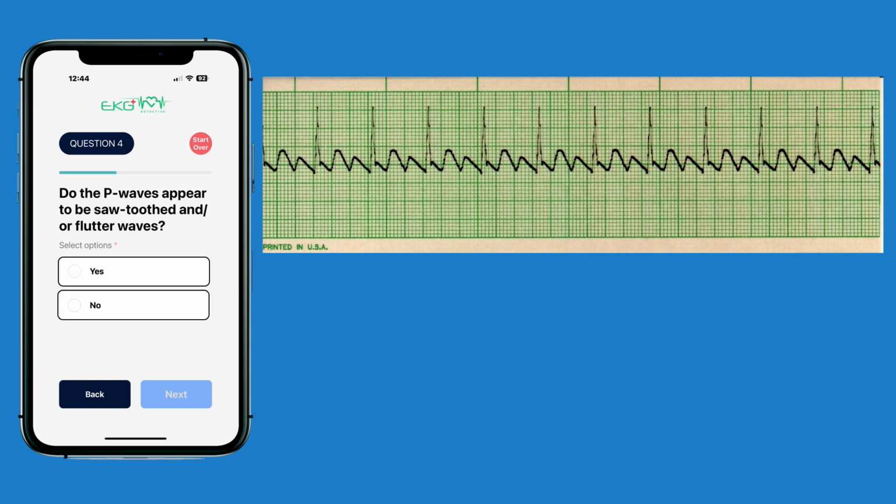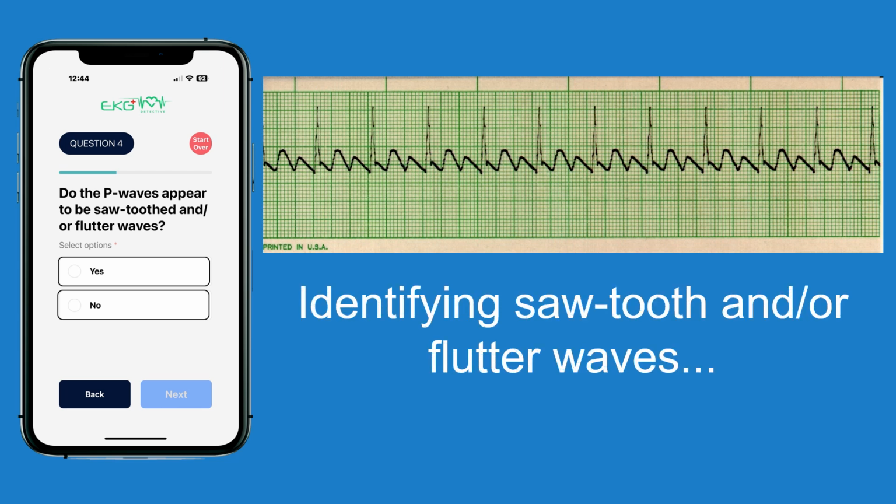The fourth question that the app is going to ask us is whether or not the P waves appear to be sawtooth and/or flutter waves. So I would like to take a little bit of time and talk about what we need to do to be able to determine that there are sawtooth and/or flutter waves when we're dealing with an atrial flutter.